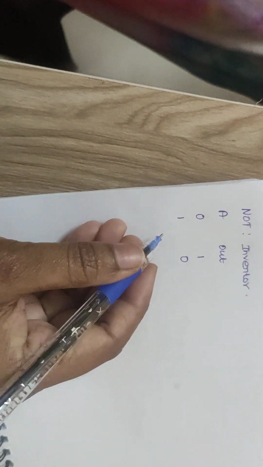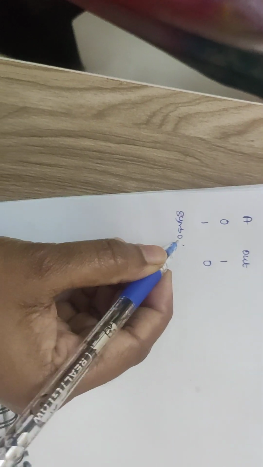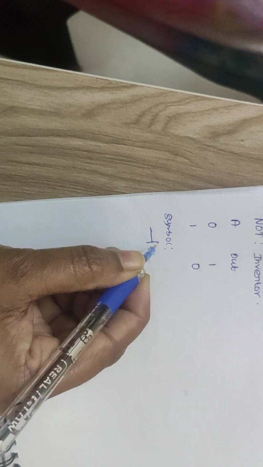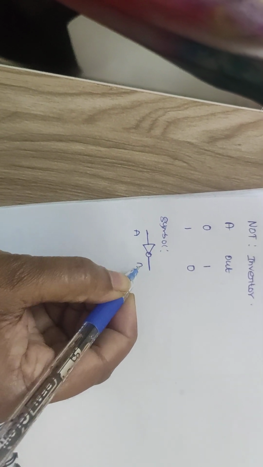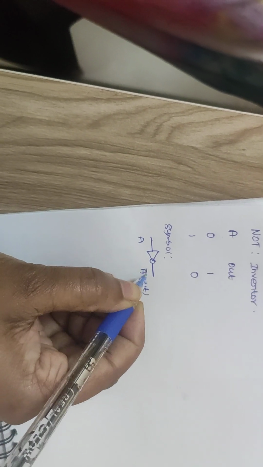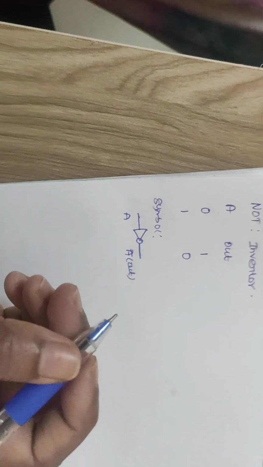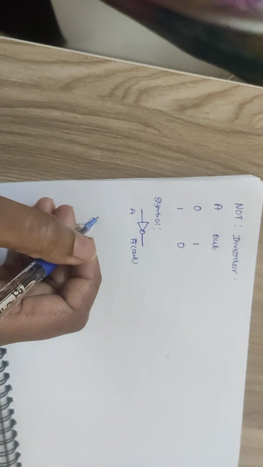Same for the symbol, we'll go ahead with the same format. It will be like this, the inverter. It will be A, and the output is out, so output equals A bar. A bar is simply a way to indicate that it's an inverter. So this is the symbol.